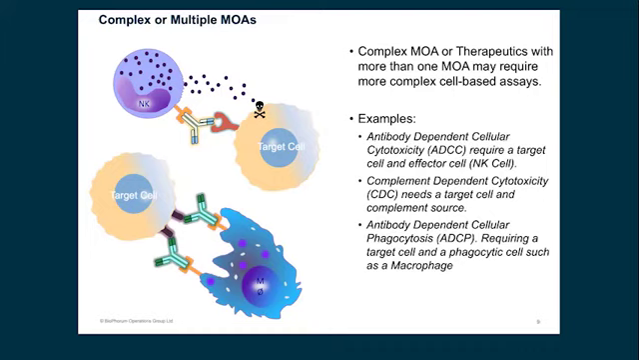Sometimes these secondary MOAs are not intentional parts of the design process, but rather are discovered as product knowledge grows. One of the main challenges with these multiple MOAs is capturing them all with assays and deciding if they should live on the release or characterization panel.